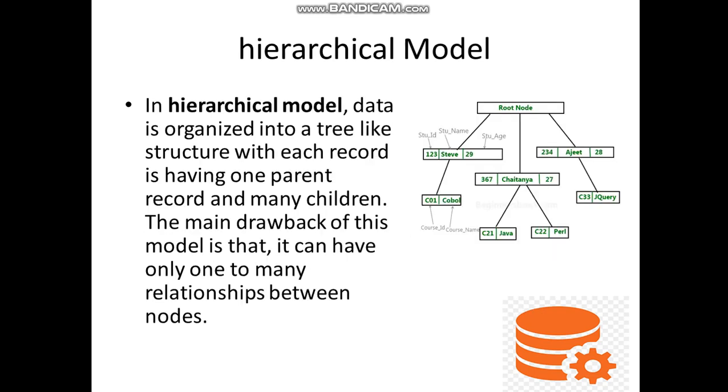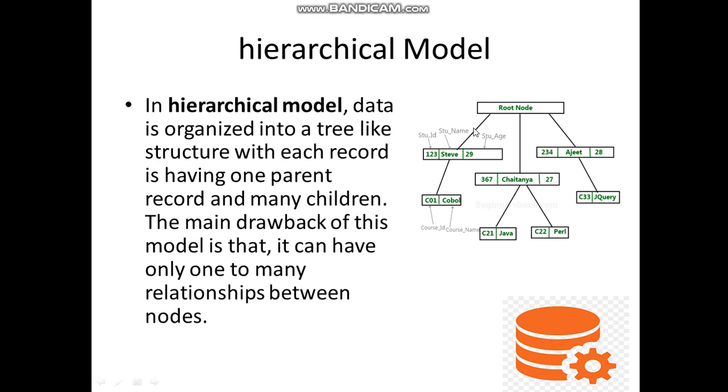Next is the hierarchical model. In the hierarchical model, data is organized into a tree-like structure with each record having one parent record and many children. The main drawback of this model is that it can have only a one to many relationship between nodes. Correct? So that means only one parent is allowed and many children are allowed. So this model just supports one to many. It will not support many to many.